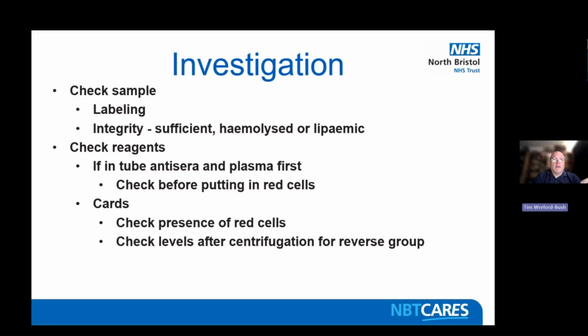Check the reagents. If in test tube, again, not everyone does this anymore, but we certainly have a place for it. Put out your anti-serum first and your plasma first. Then you can have a quick look at it, and you can see, oh yes, I've got plasma in there, I've got anti-serum in there, because once you put the red cells in, it's not as easy to tell because red cells are red. If you've got a bit yellow, put a bit red in, it still looks red. So you do a little check of that, then put your red cells in, and that's a good little check to be doing.